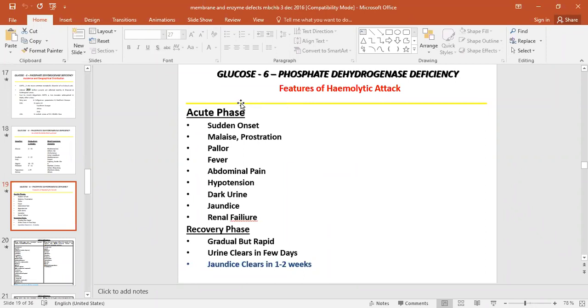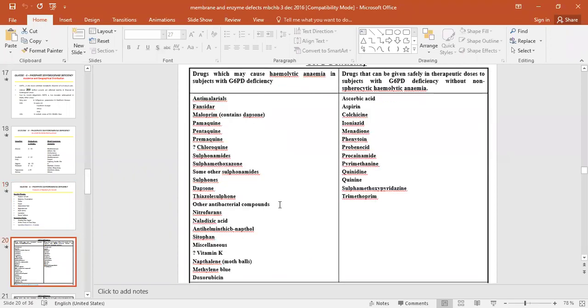And as I did mention, you get an acute phase and also a chronic phase, but in an acute phase, all these are the presentations that you would see. And without belaboring so much, anything that has to do with hemolysis, including abdominal pain, fever, hypotension, jaundice, renal failure can occur. And you can also have a recovery phase, which is gradual but rapid, and urine clears in fewer days, with the jaundice clearing within 1 to 2 weeks. So all these are things that we need to look into.